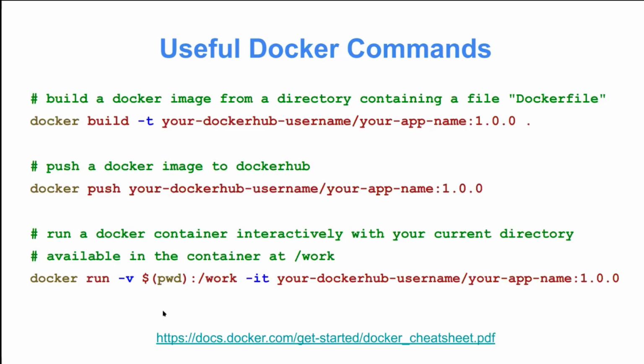So if there's some file in your working directory, if you're in the container, like some application is running in the container, it can access that file at /work/ whatever the file is. And I put in a link to this Docker cheat sheet, which has these commands and several others just for day-to-day using Docker. But this is the gist of it.